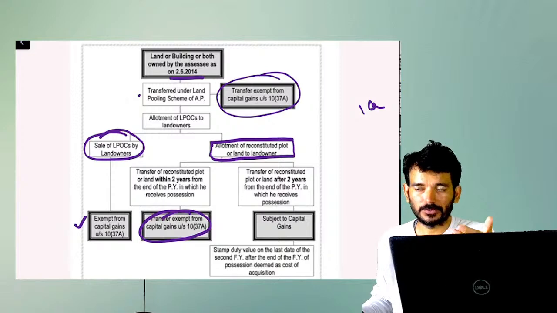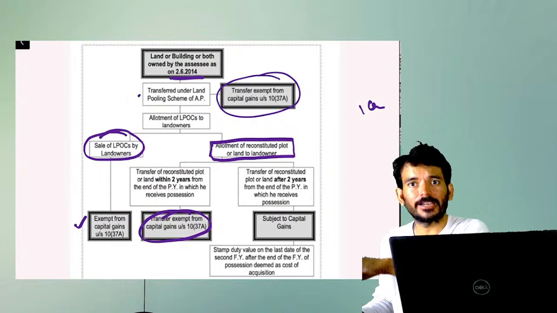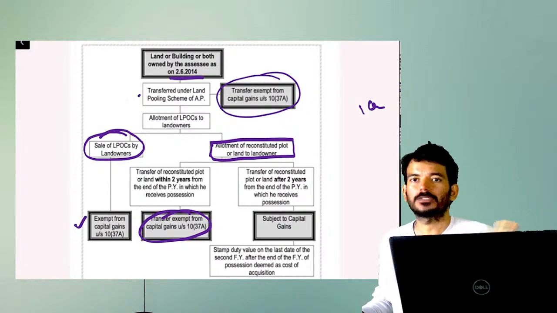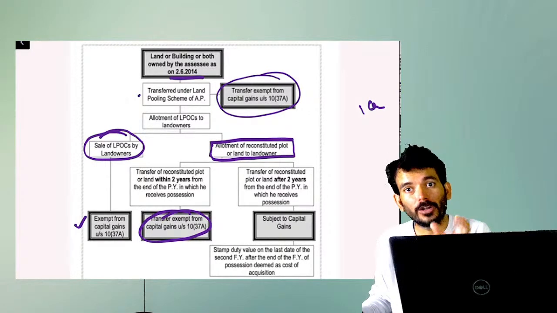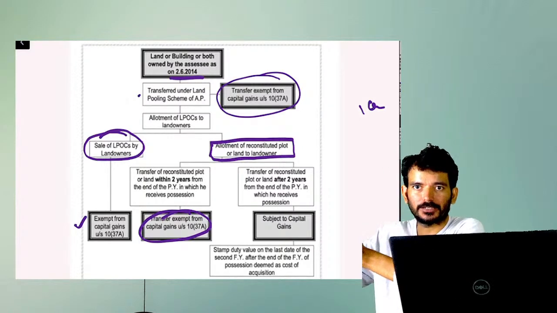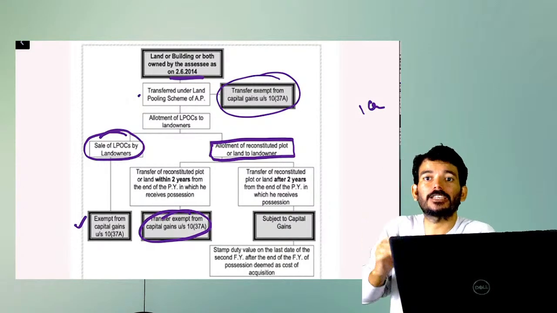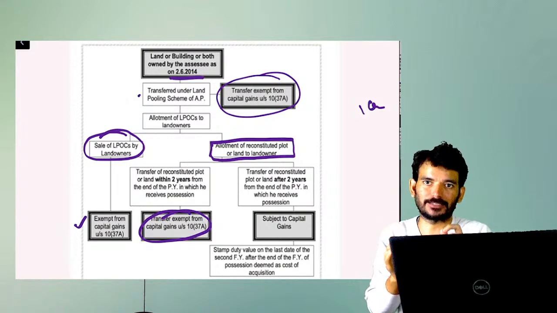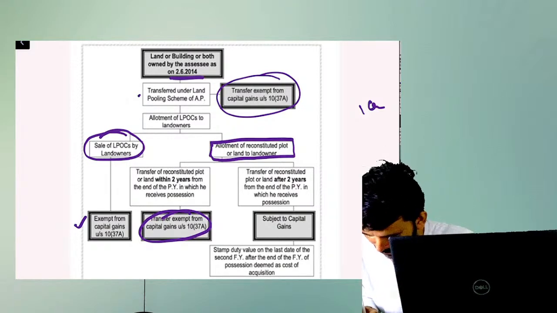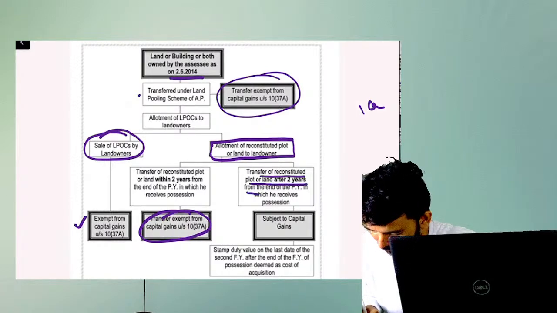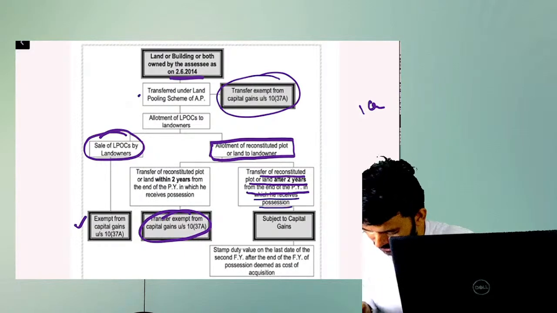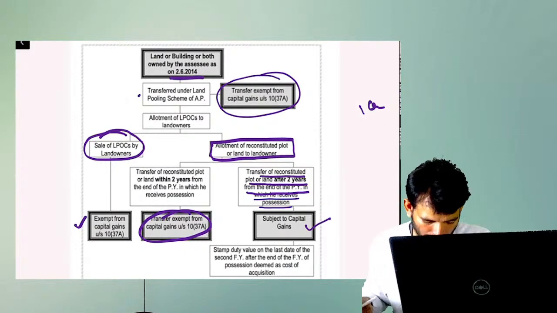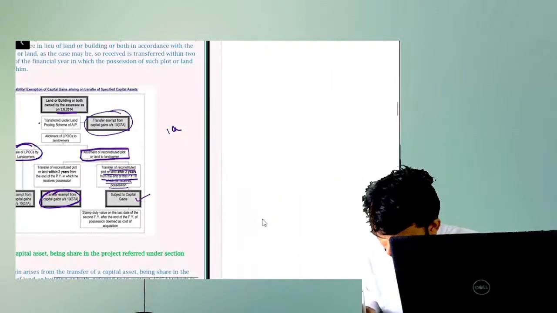I'm taking your land and I'm giving you a right, okay, and that right you are selling it now only within 2 years, still exempt. But if you are holding that right beyond 2 years from the end of the financial year in which I'm giving you a right, then it is taxable. Okay, that's what they are saying. Transfer of constituted plot or land after 2 years from the end of the previous year in which he receives the possession is subjected to capital gain. Okay, so now I'll take with an example, guys.